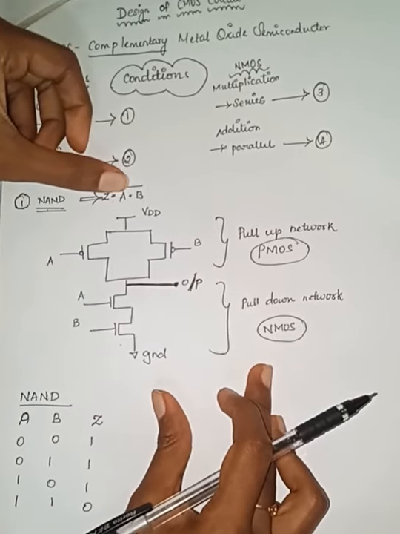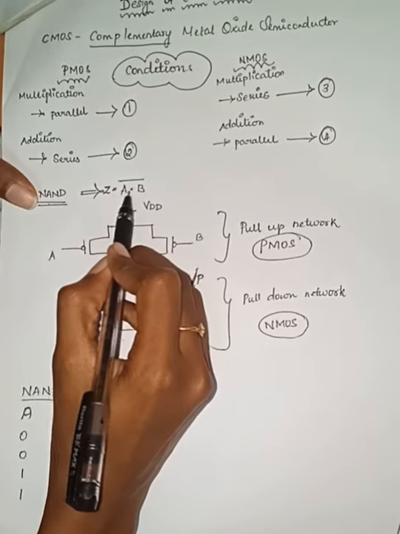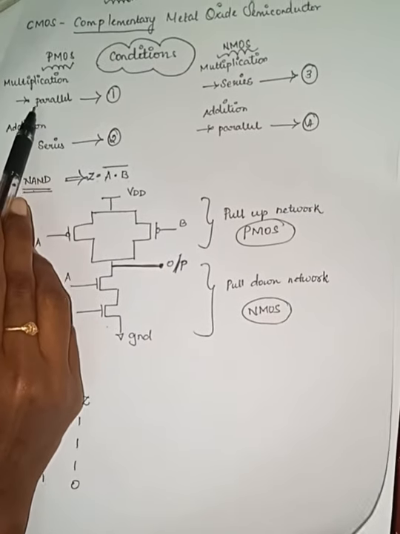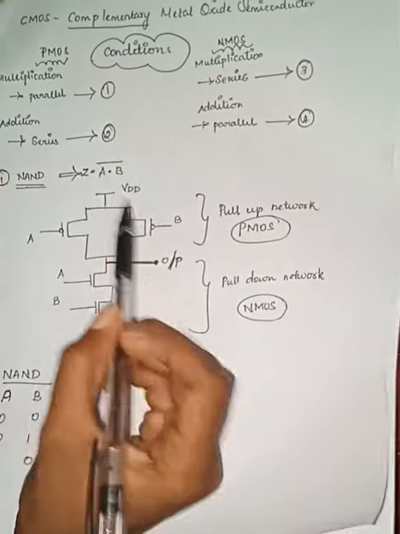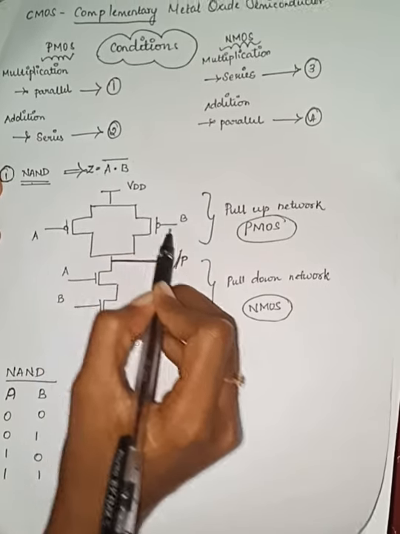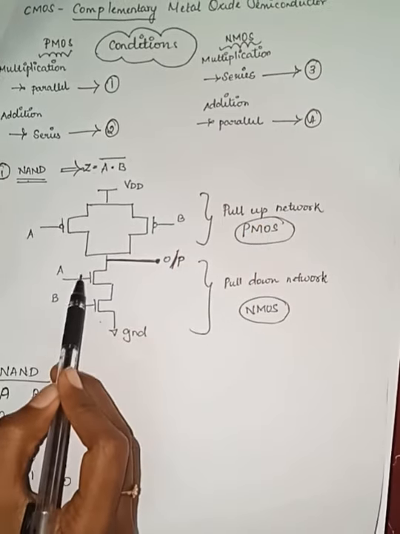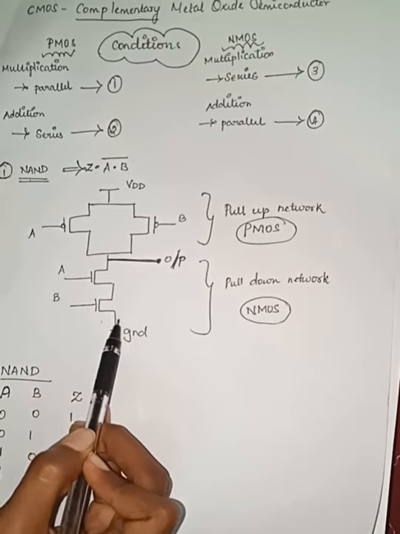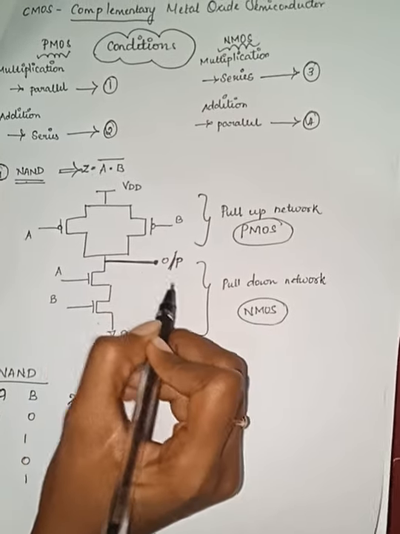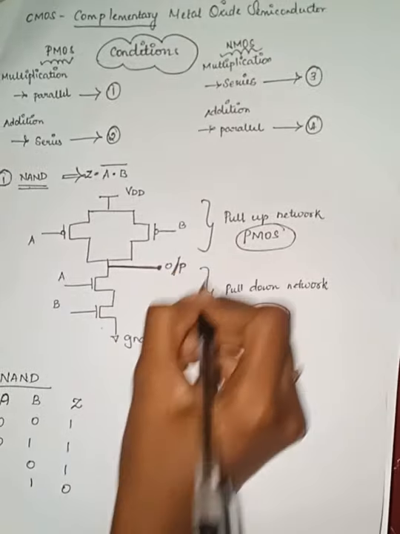Now we are going to see how to connect them. First, for the NAND gate, A dot B is in multiplication format. A dot B means multiplication, so we have two inputs A and B in multiplication format. For multiplication format, for PMOS, we need to connect the transistors in parallel connection. So A and B are connected in parallel for PMOS, and for NMOS, multiplication must be connected in series. So NMOS transistors A and B are connected in series. At the middle of the connection, we can get the output. We always derive the output at the middle.